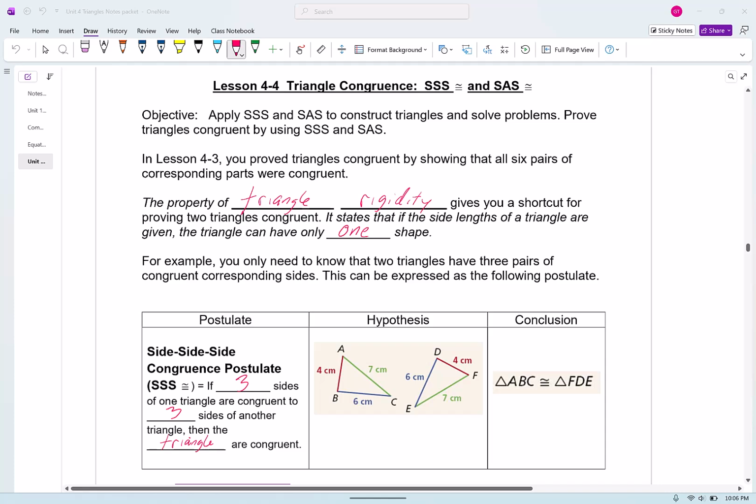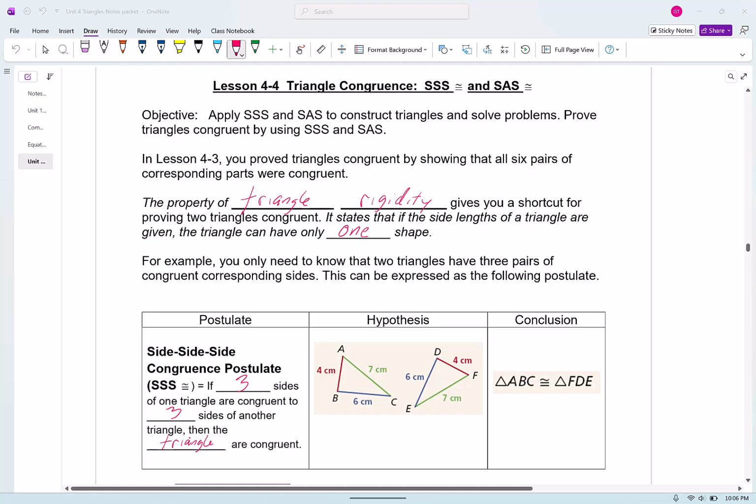All right, let's get through these notes. Okay, so we've learned a lot about congruent triangles up to this point. Now we're going to try to find some shortcuts on how we can prove them. If we can prove certain parts of it, then we can prove that the entire triangle is congruent.